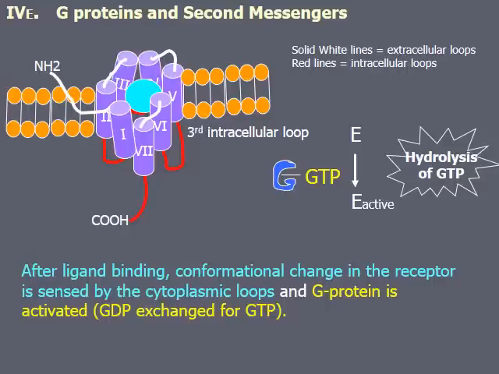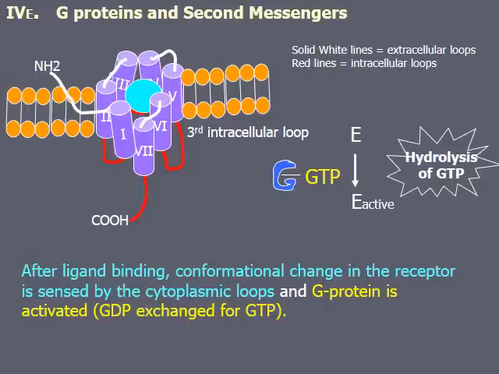And so that effector enzyme is going to make a second messenger. In this instance, we haven't labeled what the effector enzyme is. It might be adenylyl cyclase, right, making cyclic AMP. It might be phospholipase C, making phosphoinositide, calcium second messengers. It could also be cyclic GMP phosphodiesterase, depending on the G-protein. What is the effector? So the effector is going to be linked to the type of G-protein.